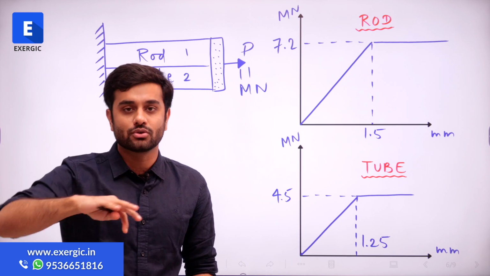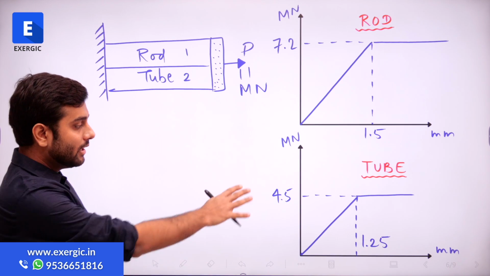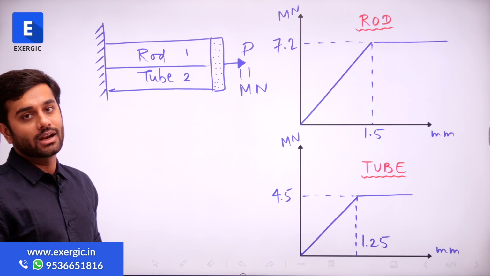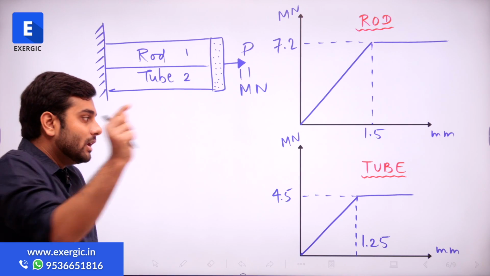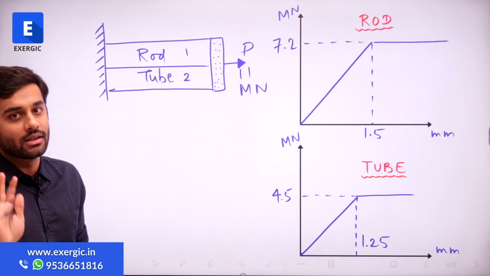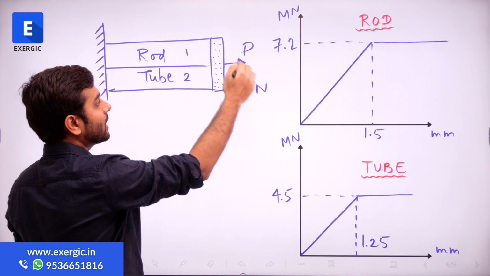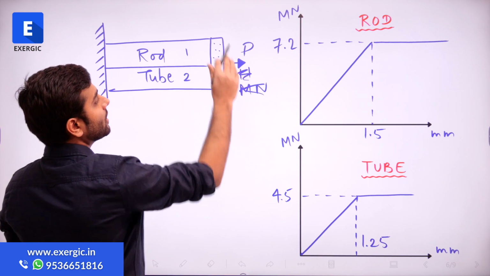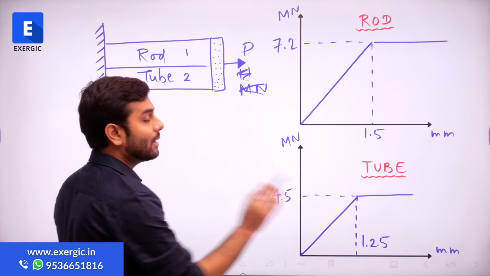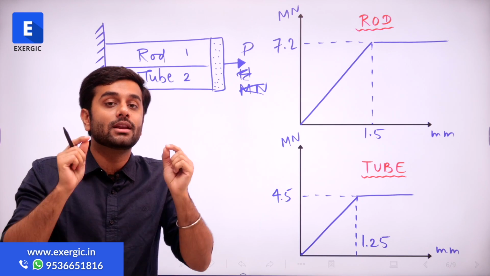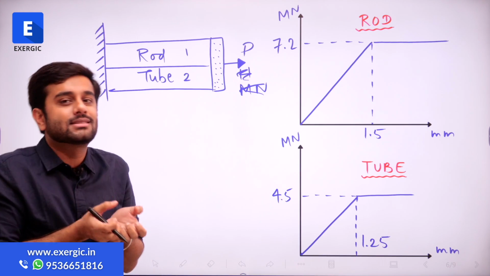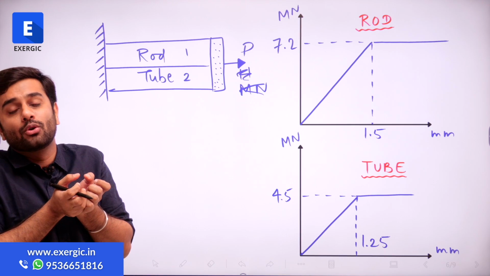Without doing all that, you can quickly find the answer using the load deformation diagram. At 1.25 mm, how much load will the tube handle? Tell me. If a net P load you are applying, if it has deformed up to 1.25 mm, how much will be the load that the tube is sustaining?